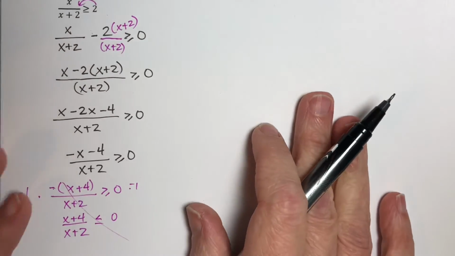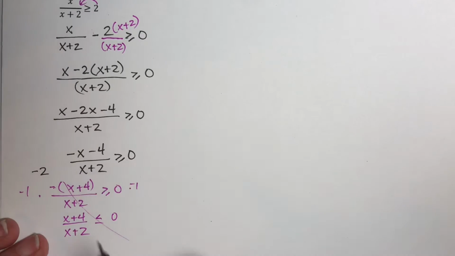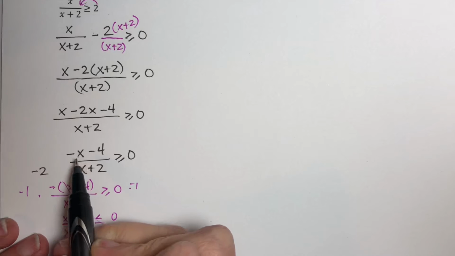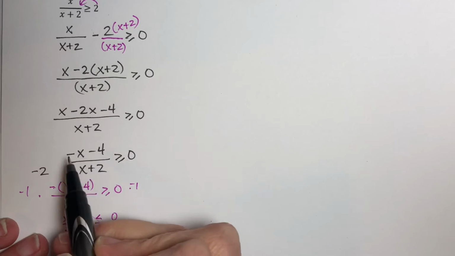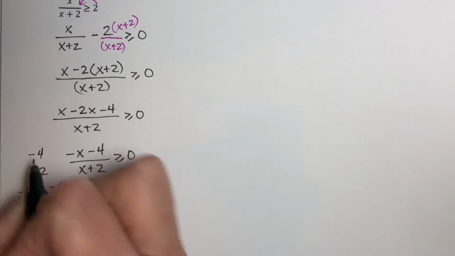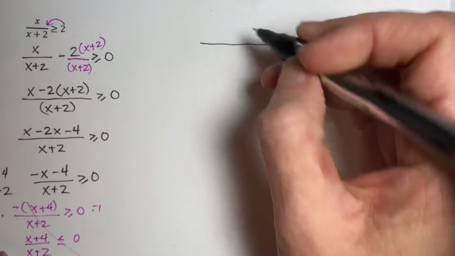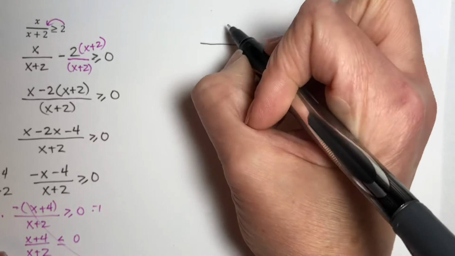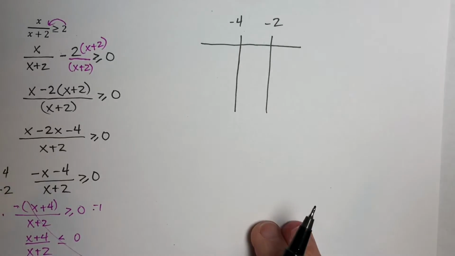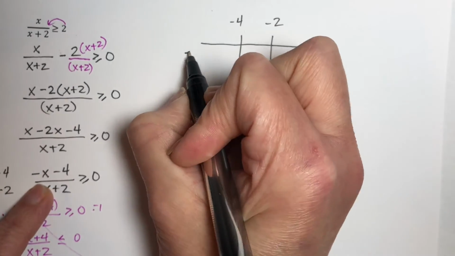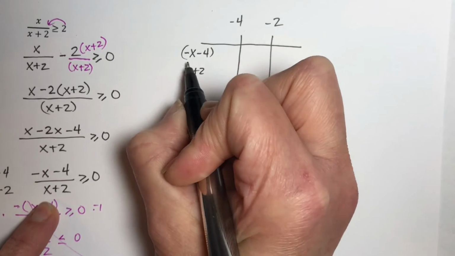Okay, so I need to figure out what gives me a 0. I get a 0 with a negative 2 down here. And if I plug in a 4 here, I get negative 8, but if I plug in a negative 4, negative negative 4 is 4, 4 minus 4 is 0, so negative 4. Make my chart. I need a negative 4. I need negative 2. And I'm going to put negative x minus 4 and x plus 2.